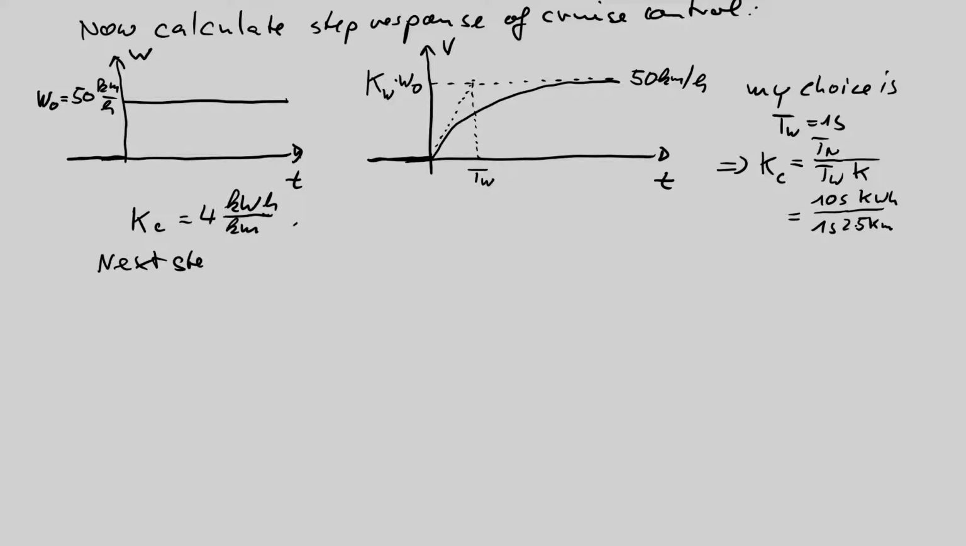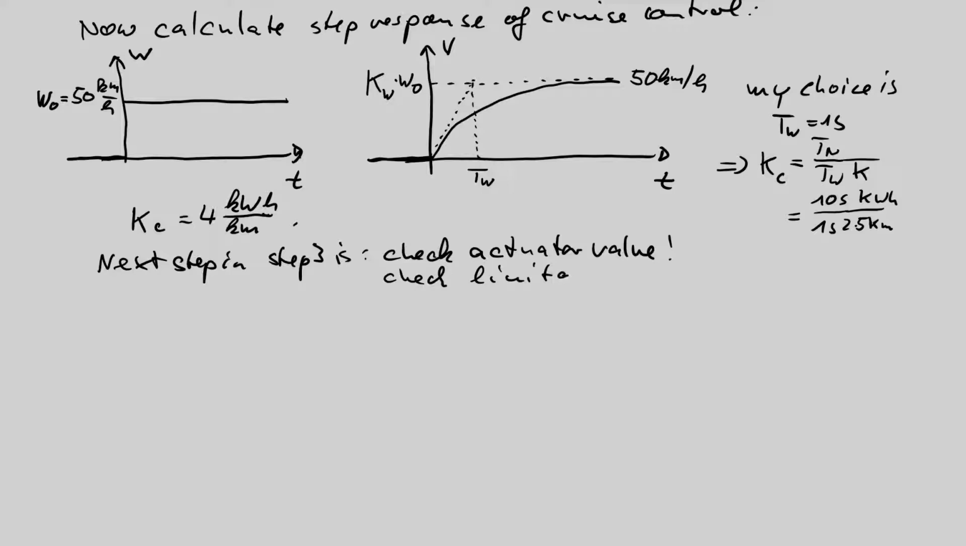Next step in step 3 is check actuator value. Because the actuator is mostly limited, it has a limited power output. There is no actuator available without a limitation. So real life has a limiter here. So you should check the limitation of power.